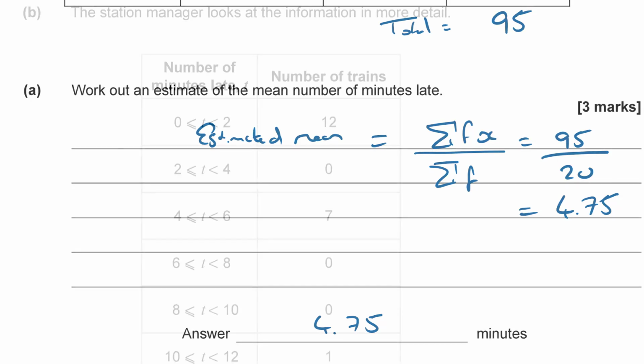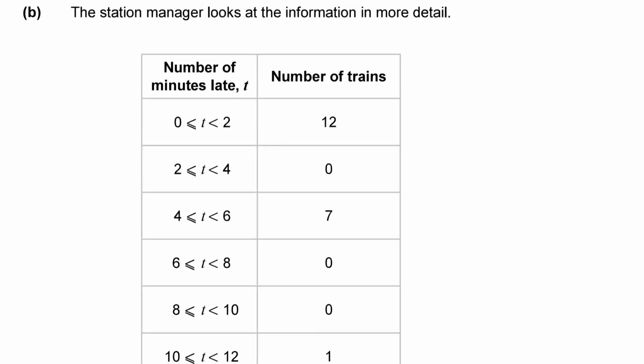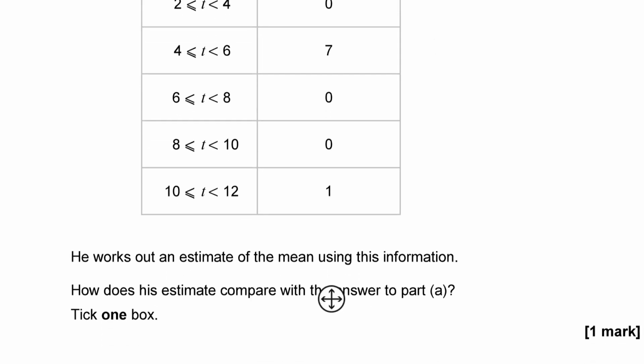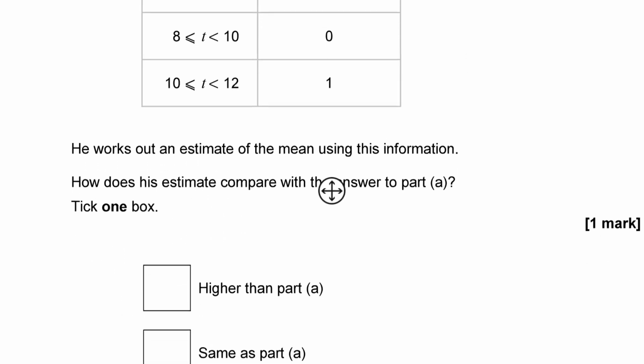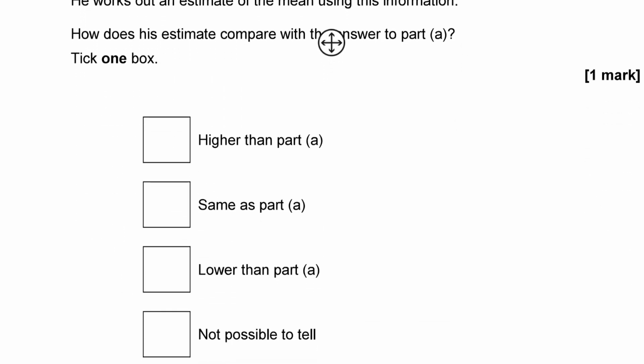Not trains. In part B, it says the station manager looks at the information in more detail, and you can see that he's got more finely divided up categories. So there's more categories. He's doing every 2 minutes now instead of every 5 minutes. And we've got the new distribution in here. Okay, so he works out an estimate of the mean using this information. How does his estimate compare with that answer to part A? Is it going to be higher than part A, the same as part A, lower than part A? Not possible to tell.